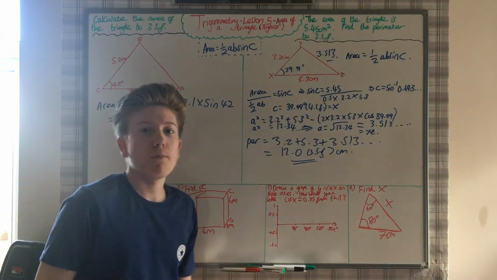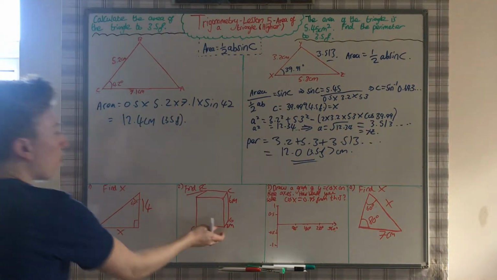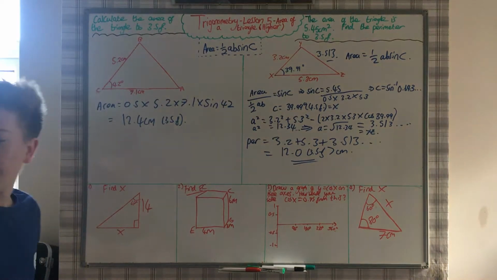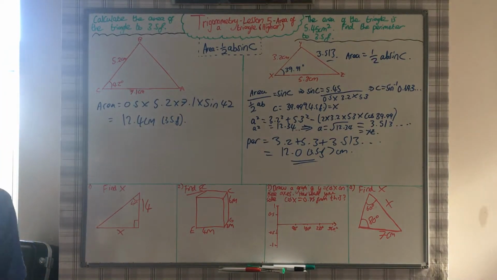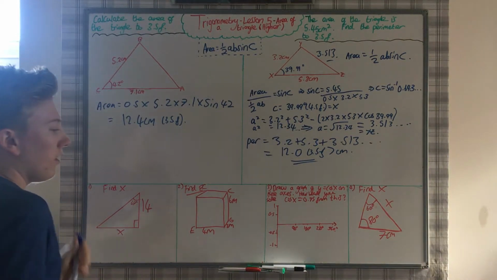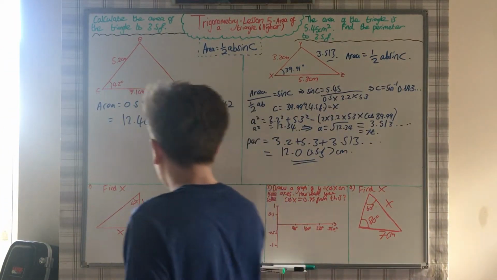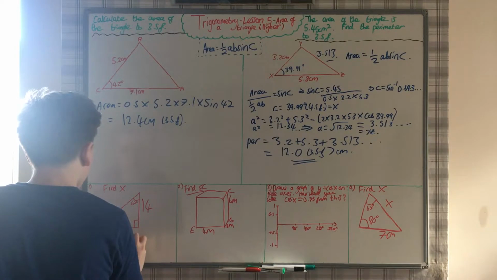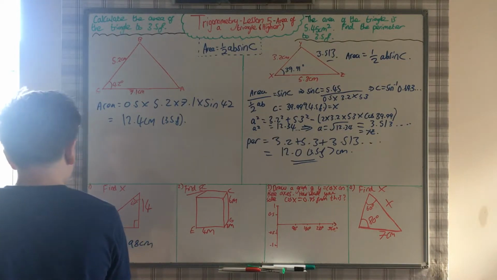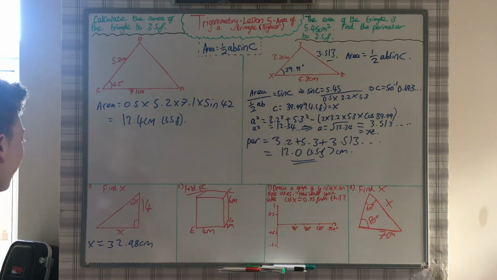Now this is just a review, so pause the video, have a go at each of these questions, and then I'm going to quickly give you the answers to them to make sure you've understood the previous lessons. Okay, so the first one, we should get an answer of 32.98 centimetres as x. If you're doing it to 4 significant figures, well that's just 33.0 to 3 significant figures.